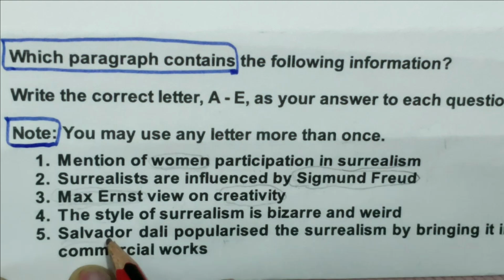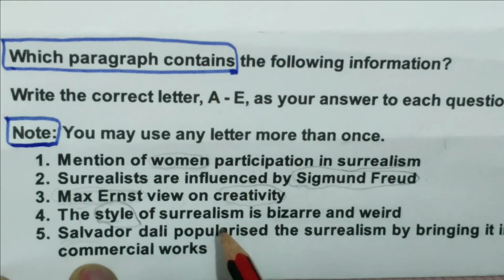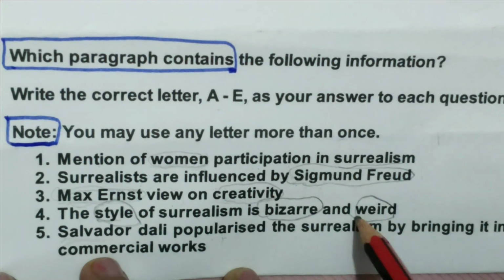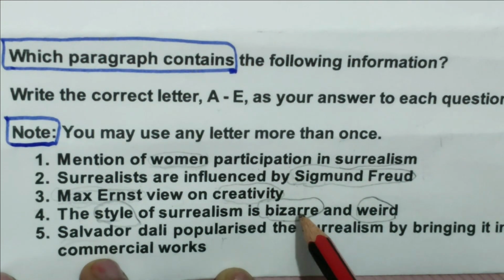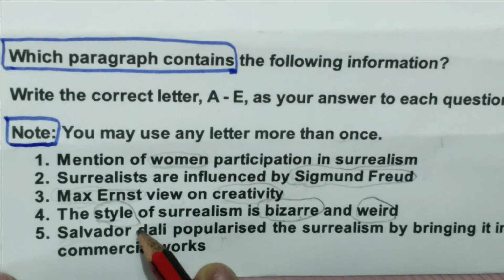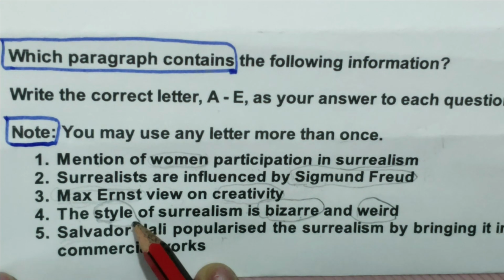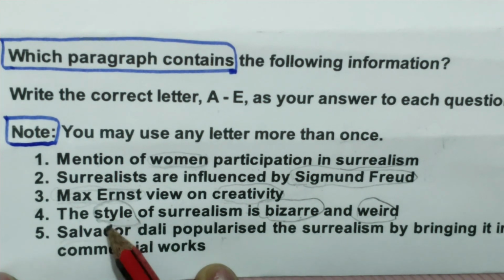Fourth number, the style of surrealism is bizarre. Bizarre is like weird, strange, unusual kind of thing. So the style of surrealism is bizarre and weird. For style, they may use another word, like trend. Trend of surrealism may be written, but you may get the same word also.